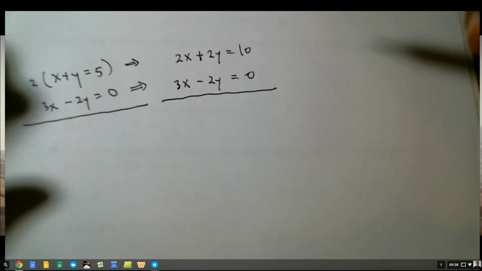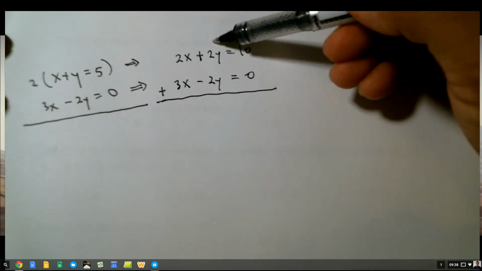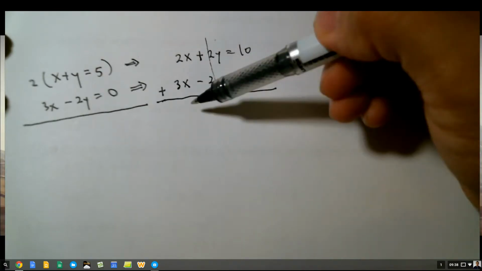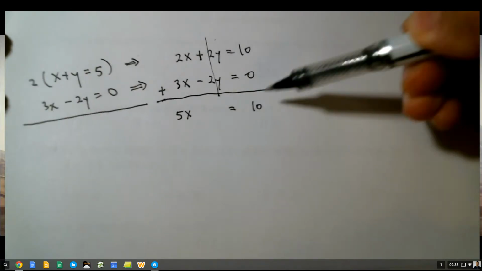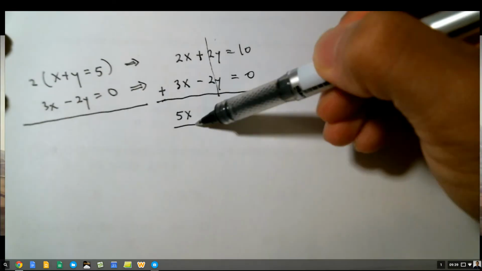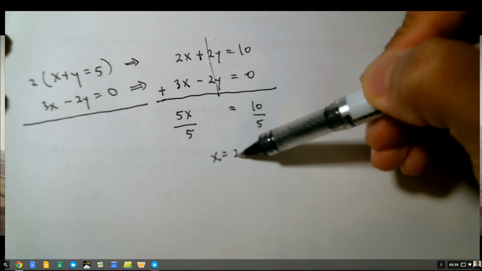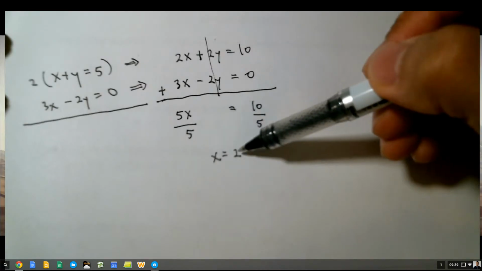So now, if we add, we can eliminate the 2y and the negative 2y. So we add, we get 5x equals 10. Let's get x by itself, divide by 5, x equals 2. So we got the x value, 2.